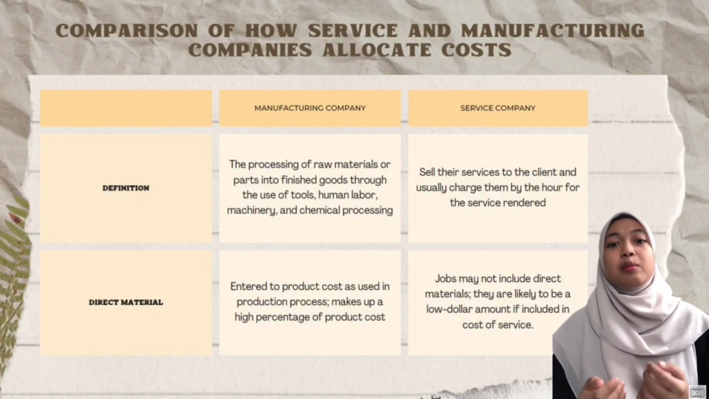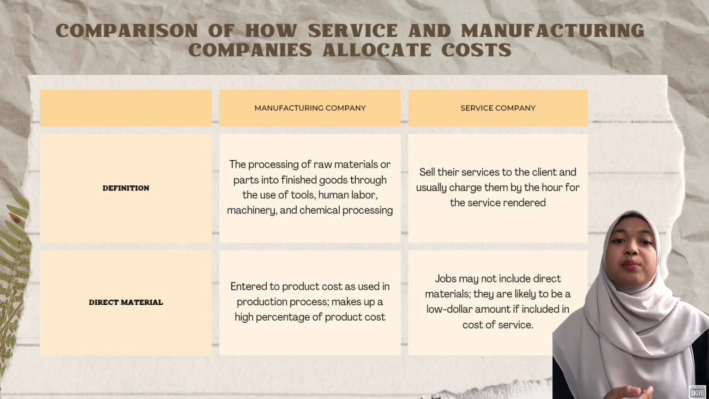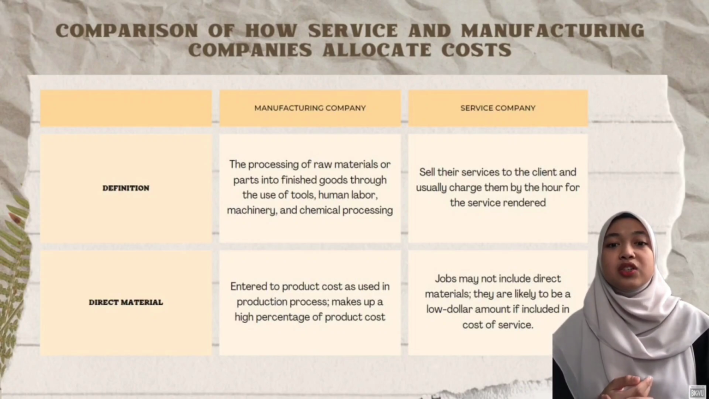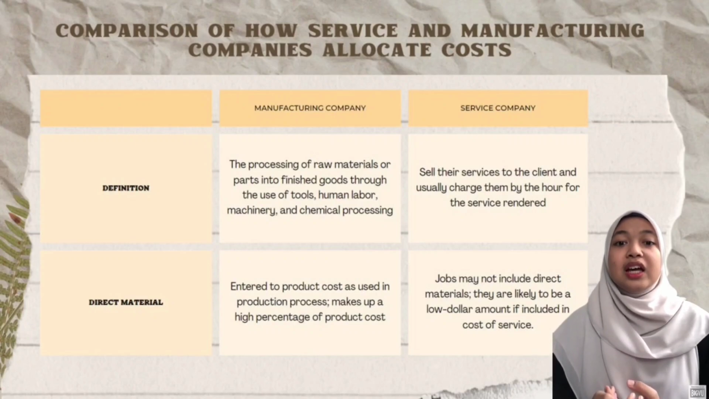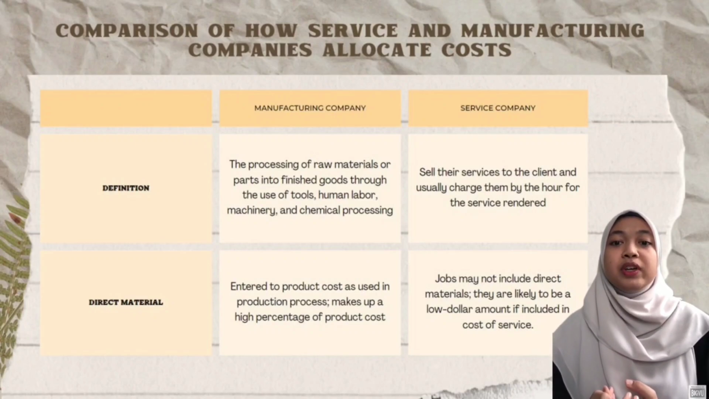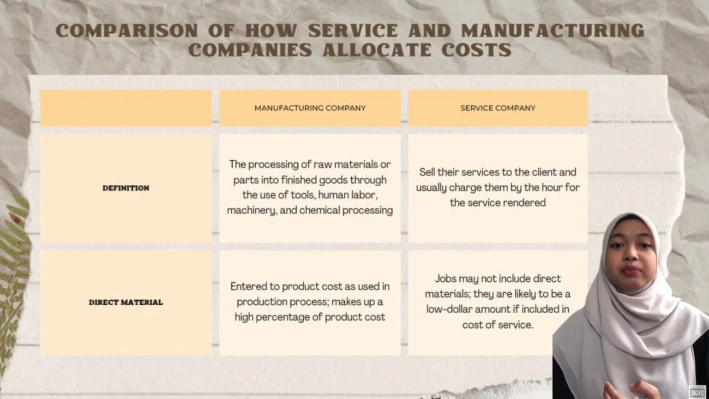Direct material. Direct materials are items used in the manufacturing process that can be easily traced back to a product. For example, steel and boots are direct materials in automobile manufacturing. Direct material costs are typically the largest cost center in a manufacturing firm.